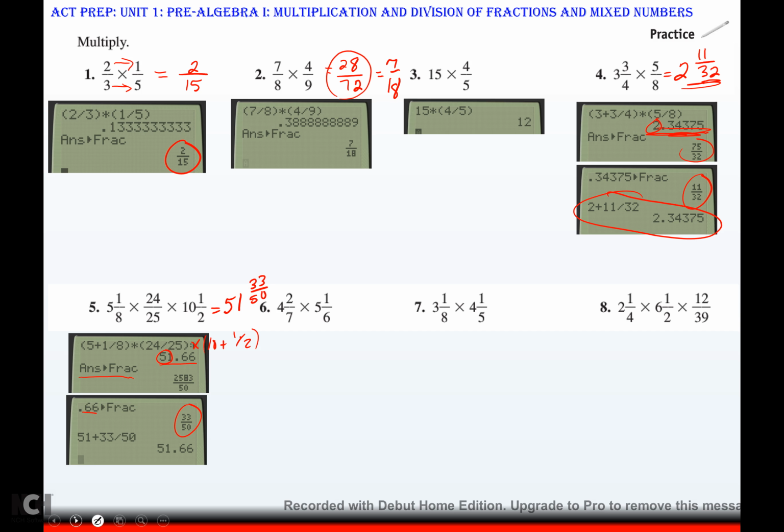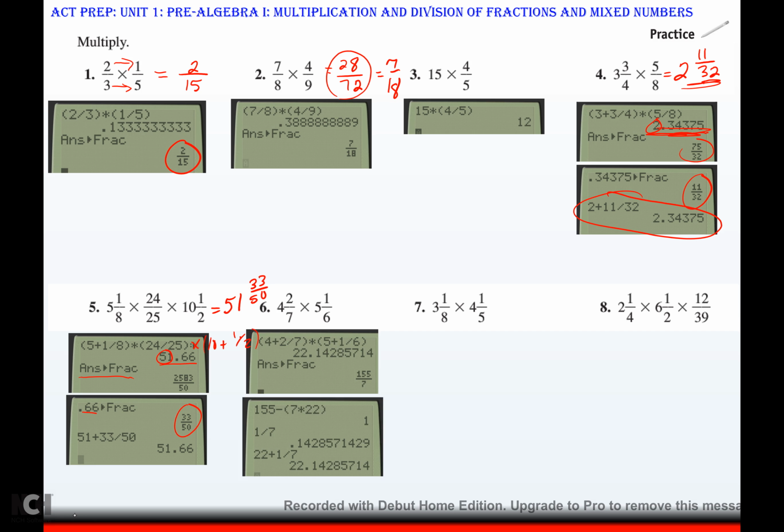Okay, number 6. 4 and 2/7 times 5 and 1/6 is 22.14, and so on. Math enter it, you get 155/7. Alright, so this says that 7 goes into 155 22 whole times. So 7 into 15 goes 2, take away 14, leaves 1, bring down the 5, 7 into 15 goes 2 times, take away 14, leaves 1 left over, which is what that shows. So my answer is 22 wholes and 1/7.